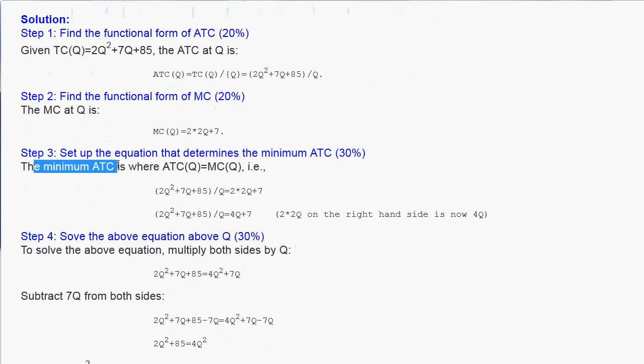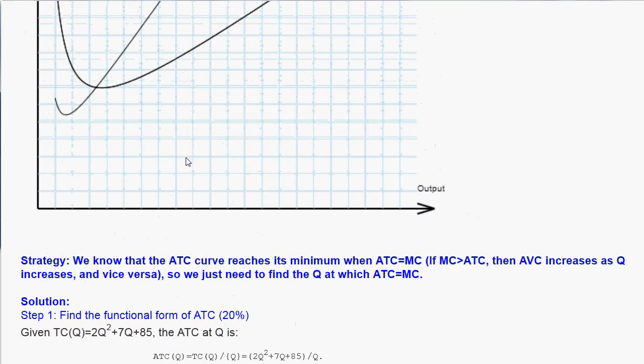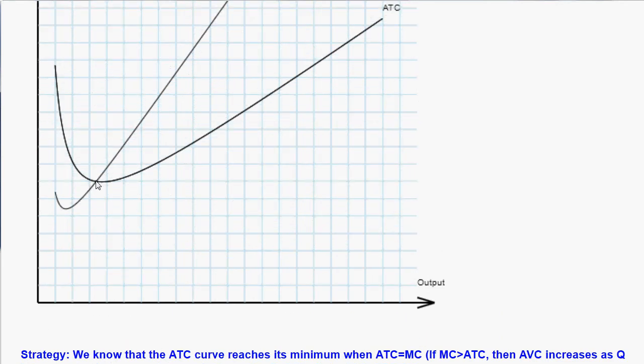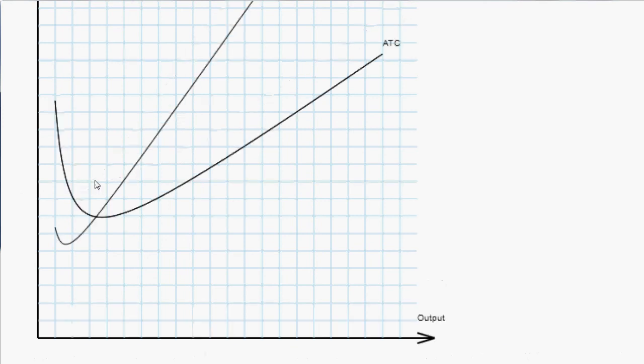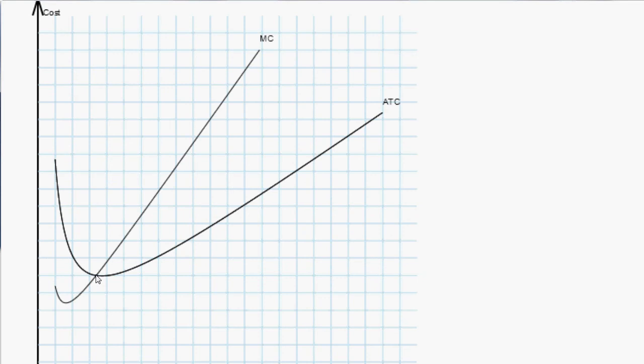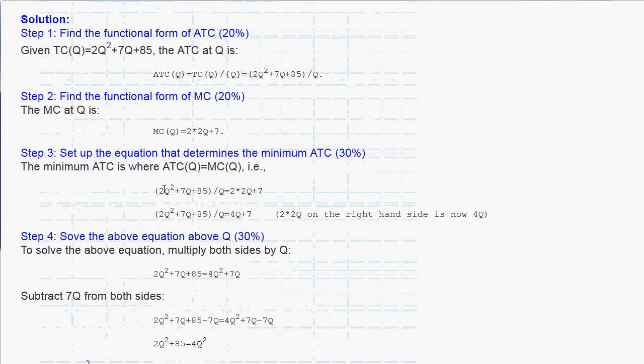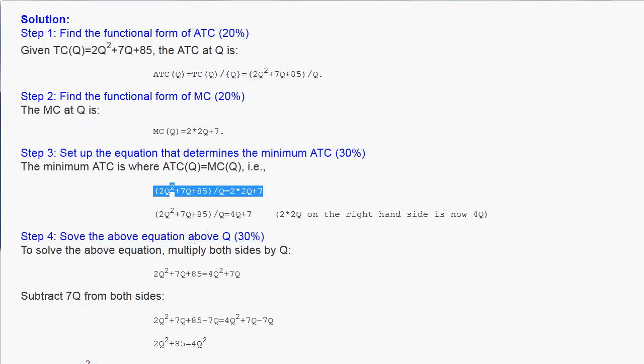Now the minimum ATC is where ATC equals MC. Let's look at this graph again, just to remind ourselves. That's the point where ATC reaches its minimum. That's where MC is equal to ATC. So that's why we're using this condition. Let's set them equal to each other, and let's do a little bit of manipulation. We have 2 times 2Q, it becomes 4Q here.